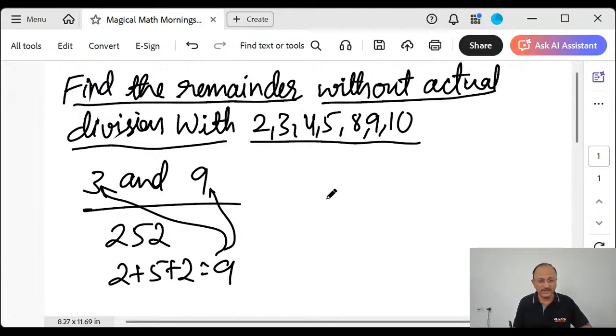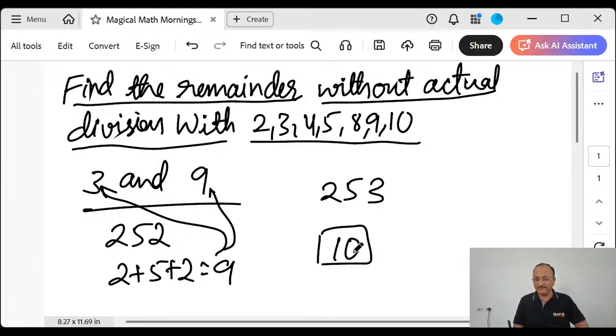Suppose you are dividing 253 by 3. What we'll do is find the digital sum. 2 plus 5 is 7, 7 plus 3 is 10. This digital sum is the remainder at the end. Say 1 plus 0 again, you will get 1. This is the remainder.